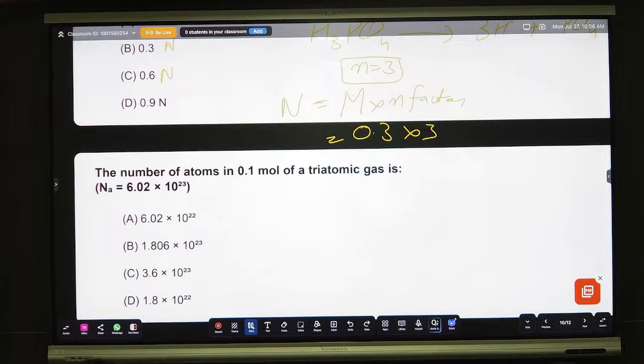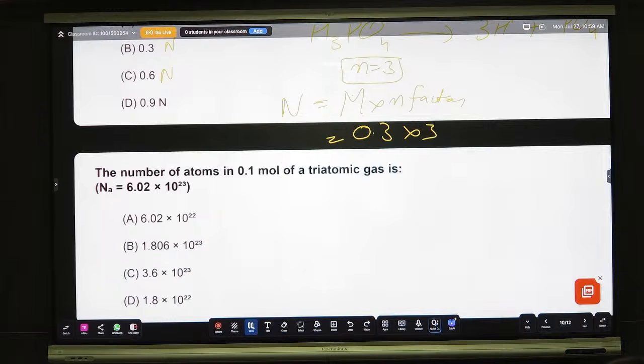What are you thinking? But one thing will change: it is a triatomic gas. You have to multiply it by 3. Whatever moles you are getting, multiply by 3, because there is not one atom. So you have to multiply by 3. Got it? Sure. Very good.